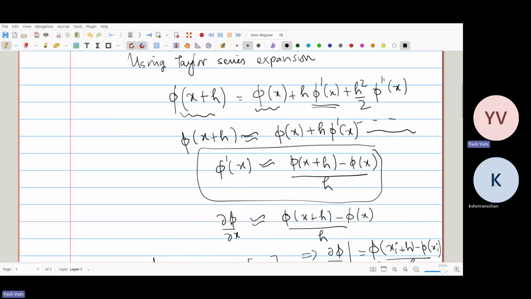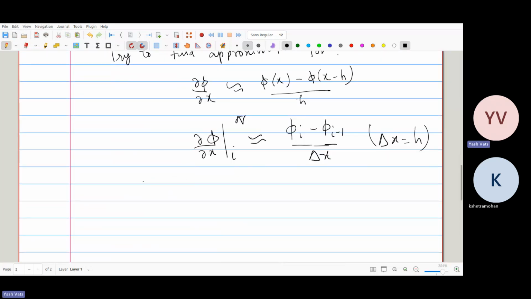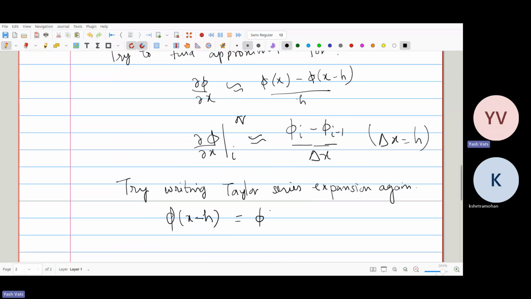How do you do that? So what do you do in this? Try writing the Taylor series expansion again. So how do you write now? So phi of x minus h. Instead of phi of x plus h, I write phi of x minus h, which is phi of x minus h phi prime x plus h square by 2 phi double prime x and so on.